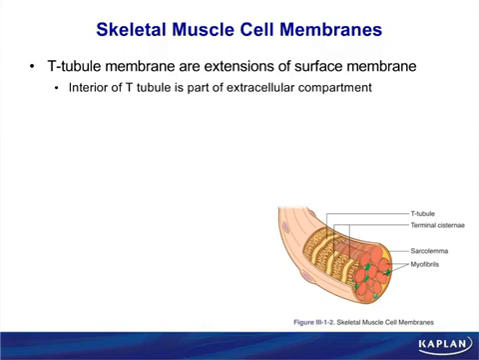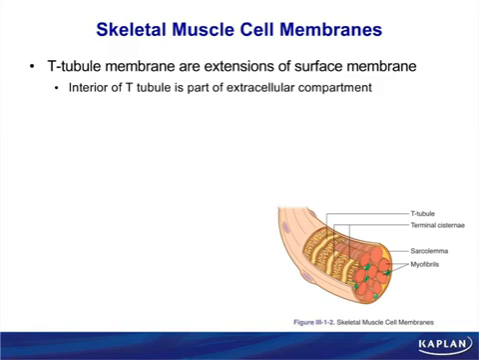All right, again, a little more of the structure. The T-tubules are extensions of the surface membrane. In the figure on the slide, you can see the T-tubules. Basically, they are the surface membrane diving down inside the muscle fiber down to the myofibrils. It is an extension of the surface membrane. And remember, in skeletal muscle, the name of the surface membrane is the sarcolemma.